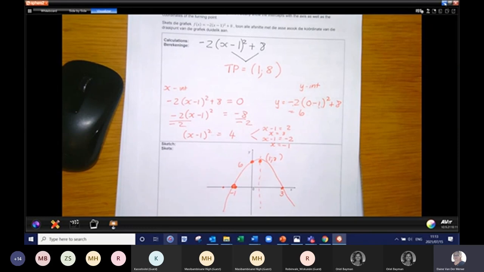Let's just take out all the wrong answers and leave us with the correct stuff. Okay, now let's talk about if I had this negative inside this bracket. If I said, what's the symmetry axis of this?